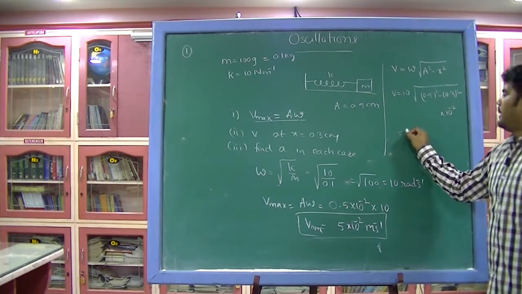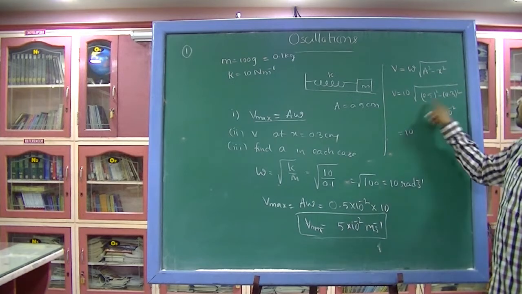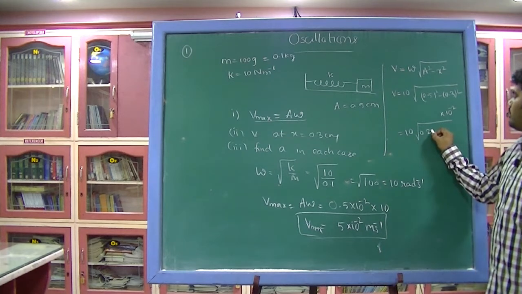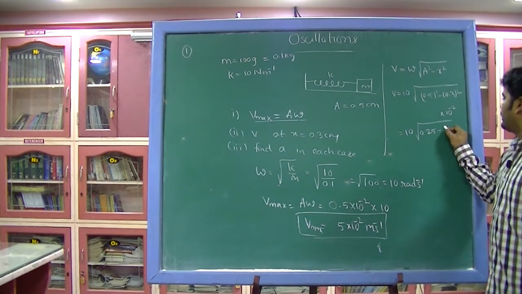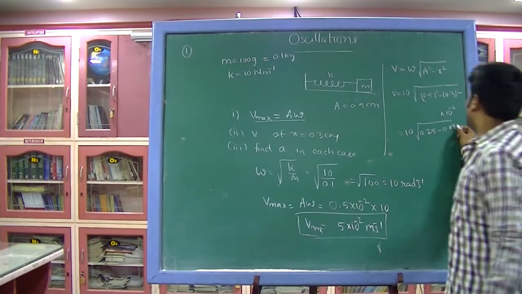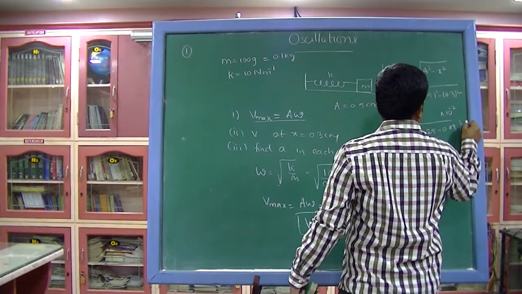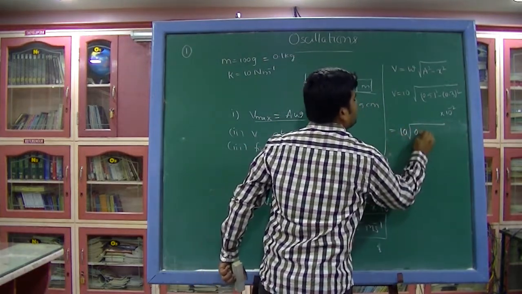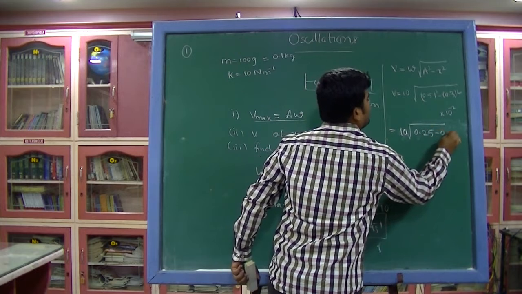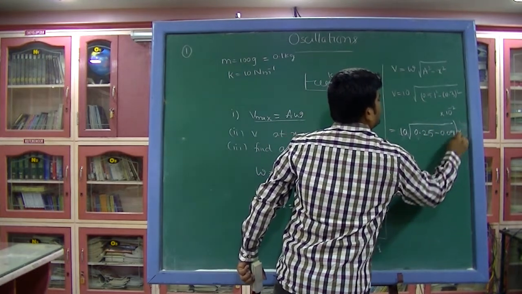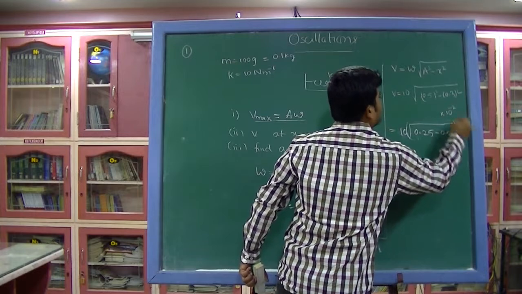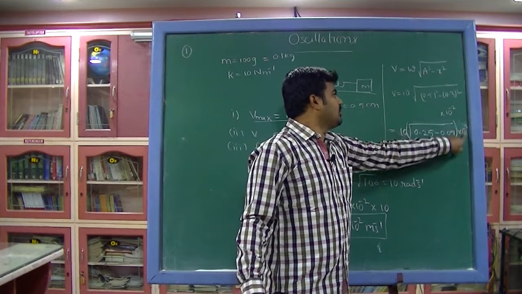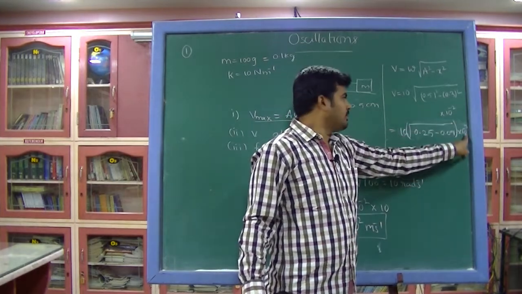So, that will be 10 into root of 0.25 minus 0.09, since 0.5 square is 0.25. Let me write it clearly: 10 into root of 0.25 minus 0.09 into 10 to the power of minus 2. Because centimeter square, if I take it out, will be 10 to the power of minus 2 whole square, the square and square root will cancel, so it will be 10 power minus 2.